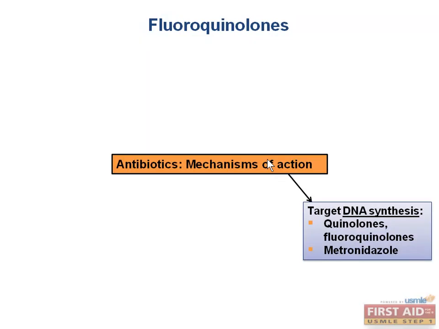Okay, so now we're going to move on to the next group of antibiotics, the fluoroquinolones. These antibiotics target DNA synthesis. So in this group, we're going to start with the quinolones and the fluoroquinolones. There is only one quinolone whose name you need to remember, and that's nalidixic acid. All of the other fluoroquinolones end in floxacin or just oxacin, and they're easy to remember for that specific reason. Fluoroquinolones are bactericidal antibiotics that inhibit DNA gyrase.